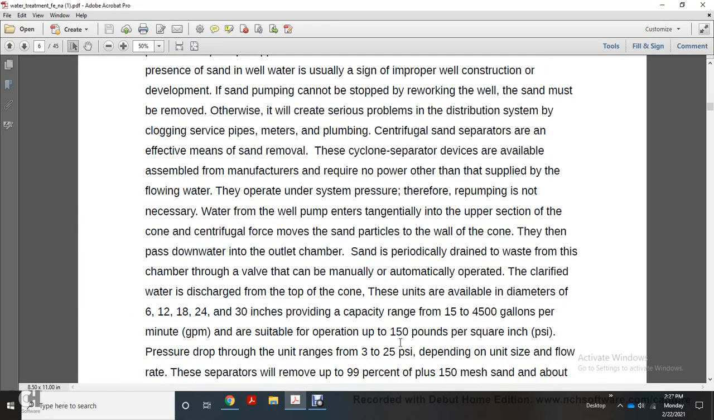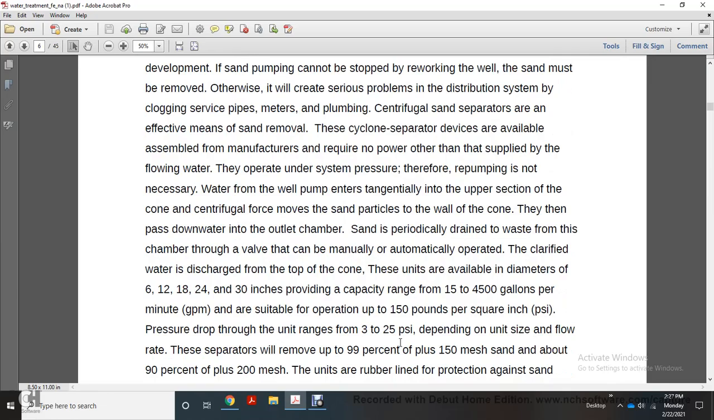Sand is periodically drained as waste from this chamber through a valve that can be operated manually or automatically, while clarified water discharges at the top of the cone. The units are available in diameters of 6, 12, 18, 24, and 30 inches, providing capacity ranges from 15 to 4,500 gallons per minute, and are suitable for operation up to 150 pounds per square inch. Pressure drops through the unit range from 3 to 25 psi, depending on unit size and flow rate.